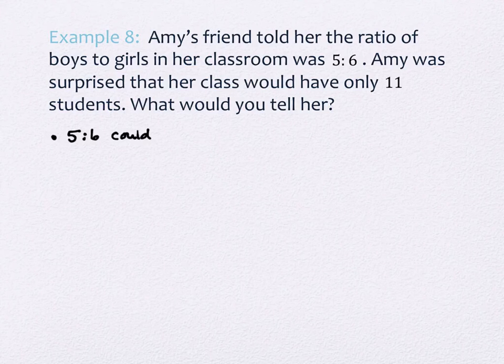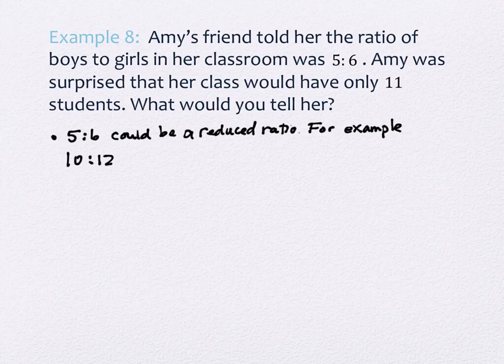But 5 to 6 could be reduced. Maybe I want to say a reduced ratio. Let me say it that way. That's a little bit better. A reduced ratio. I'll use your example. Okay, for example, 10 to 12 would reduce to 5 to 6. And you can write them in fractions if you want to.